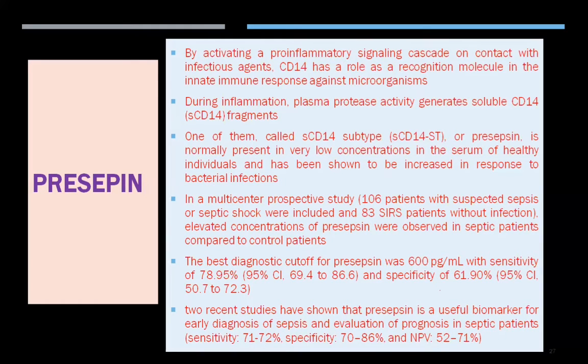Another biomarker is presepsin. Presepsin is produced by activating a pro-inflammatory signal cascade on contact with infectious agents. CD14 has a role as a recognition molecule in the innate immune response against microorganisms. The soluble form of CD14 is called presepsin. Presepsin is normally present in very low concentrations in the serum of healthy individuals. However, it increases in response to bacterial infection. It has been found that at a cutoff of 600 picogram per ml, the sensitivity is 78% and specificity is over 61%. So presepsin is another early biomarker of sepsis which can be used with very good sensitivity and specificity.